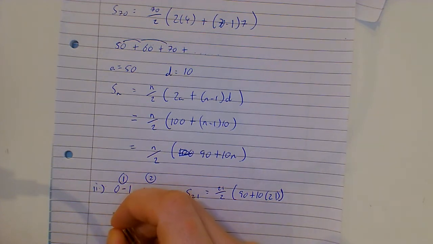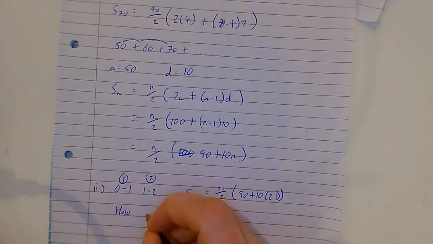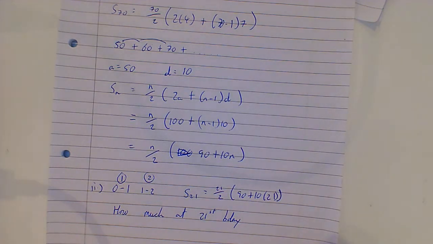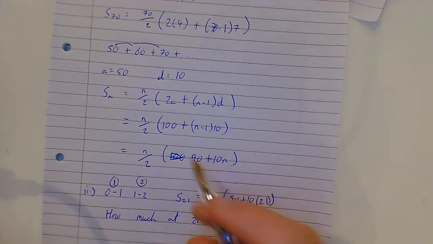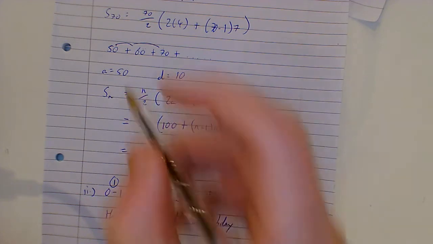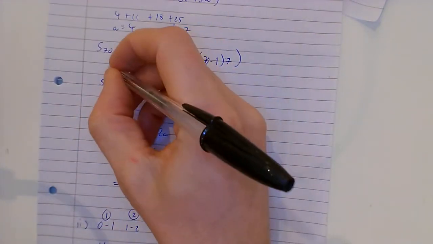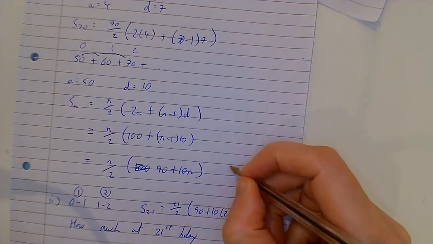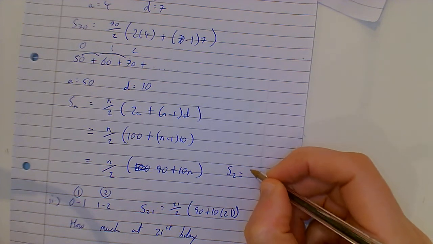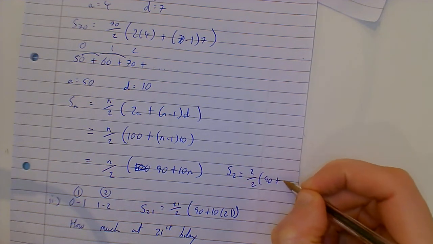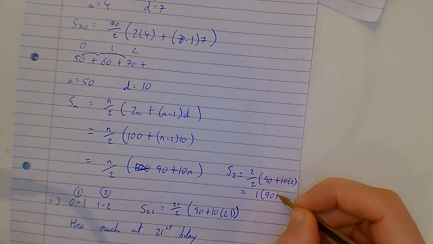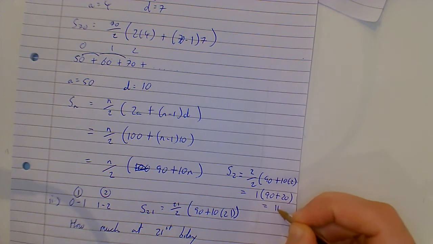Note, if they said, how much will she have at her 21st birthday? Well, let's explain this too. How much will you have at your second birthday? Okay, so this is going back to here, when you're 0, 1, 2. If we were to apply the logic of S of 2, so the second birthday, 2 over 2 by (90 plus 10 by 2), that is 1 by (90 plus 20), that's 110.